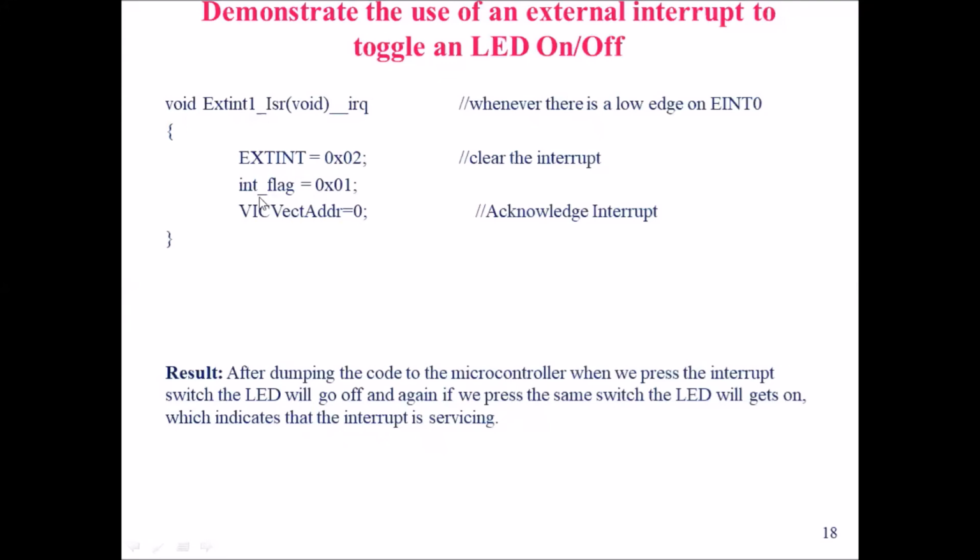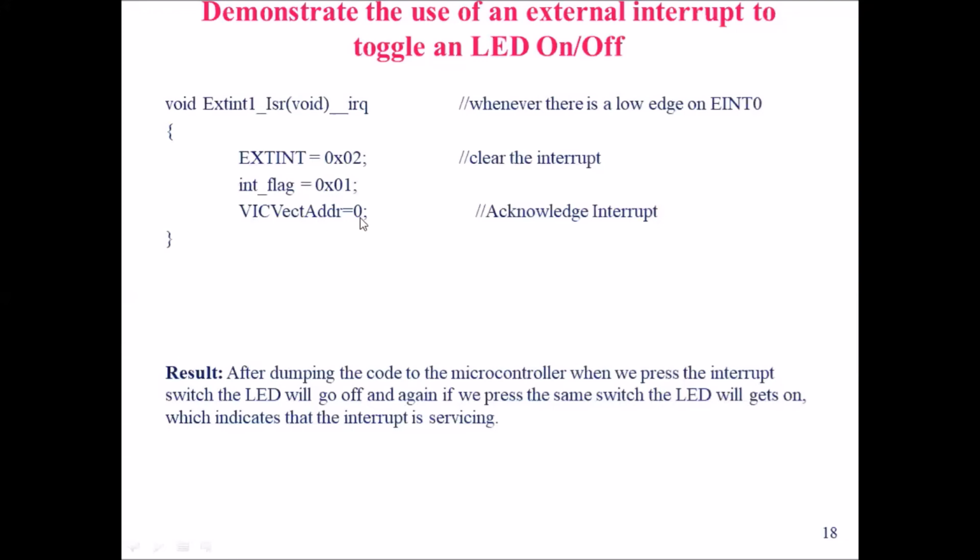Then the interrupt flag. This is a global declaration flag which I have explained earlier. So interrupt flag is equal to 0x01, which means that interrupts are being handled. If interrupt flag is equal to 0x00, then there are no interrupts. If interrupt flag is equal to 0x01, there is an interrupt and immediate attention should be given to that interrupt. This will be done inside the external interrupt 1 ISR function.